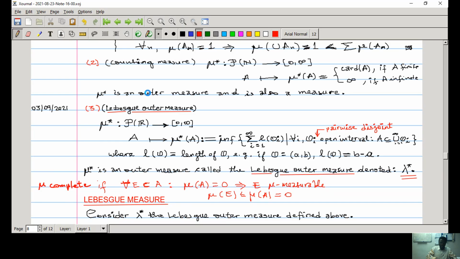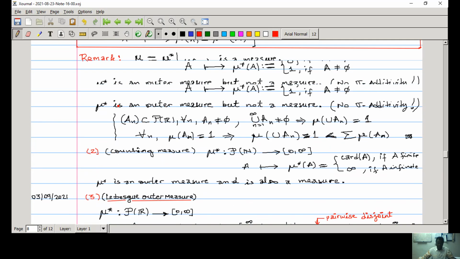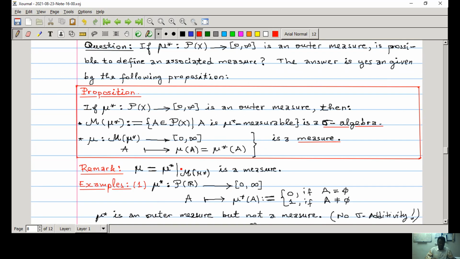I define it because I mentioned the Carathéodory extension theorem. In the Carathéodory extension theorem, you have the above and this extra information, that the measure is complete. This measure mu is complete. So if we add that, this proposition will become the Carathéodory extension theorem.